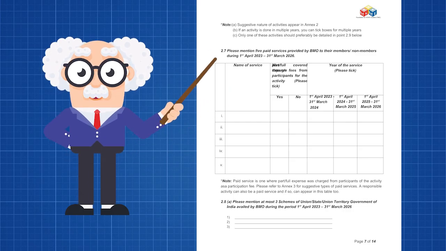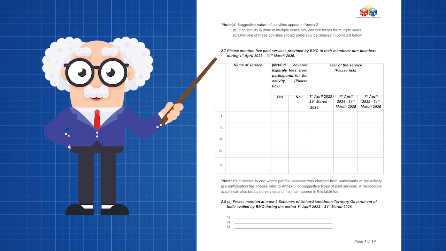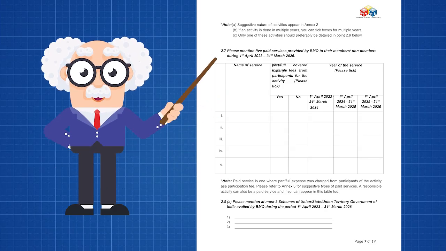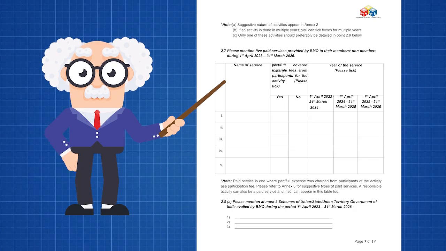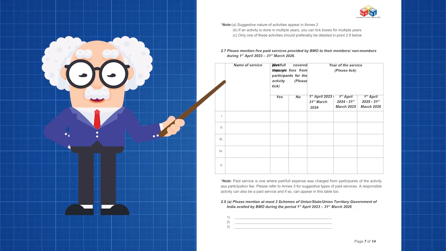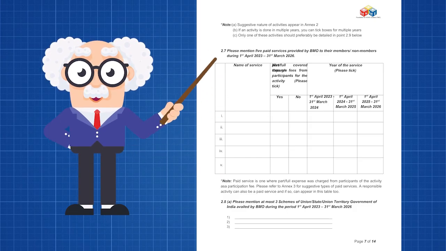Now list 5 paid services your BMO provided to members or non-members during 1st April 2023 to 31st March 2026. For each service, write the name of the service, then tick yes or no. Was part or full expense of this activity covered through fees charged from participants? And then tick the year or years in which the service was provided. Remember, a paid service is simply one where some or all of the cost was recovered through a participation fee.